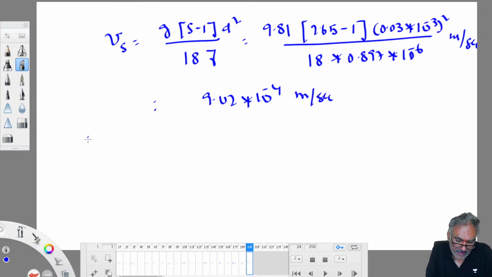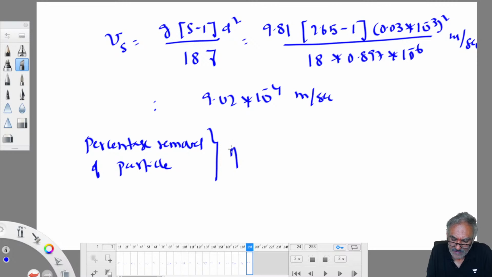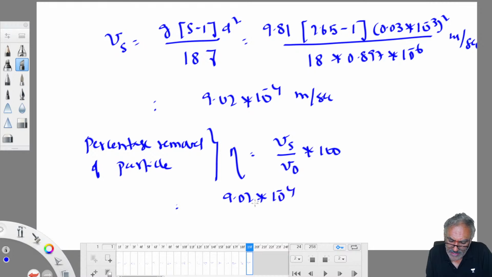Therefore, percentage removal of particle is equal to efficiency only. How do you calculate efficiency? Come on, tell me. It is settling velocity of the particle by V0 into 100. Settling velocity we got 9.02 into 10 power minus 4. This is 3.33 into 10 power minus 3, into 100.